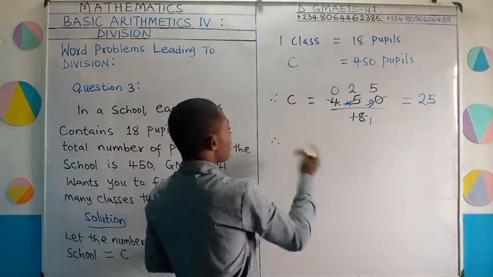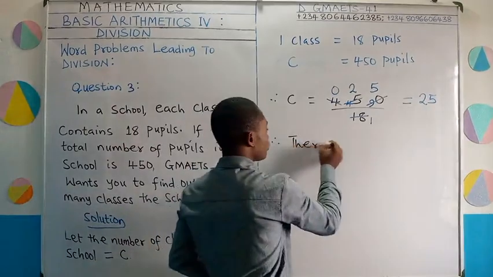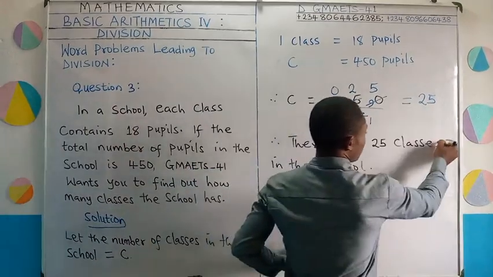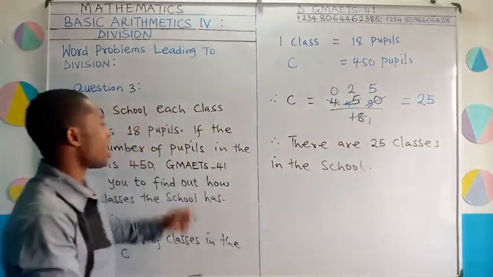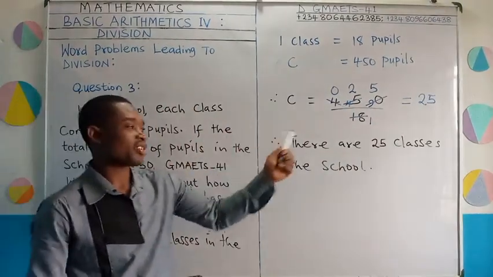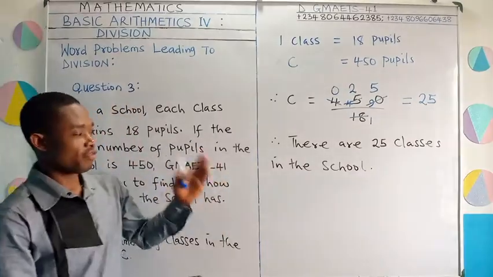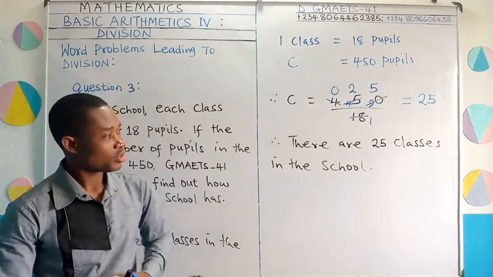Therefore, the number of classes in the school is simply 25 classes. So there are 25 classes in the school, and of course, if each class contains 18 pupils, it means that we need 25 classes altogether to contain the 450 pupils that the school has in total.